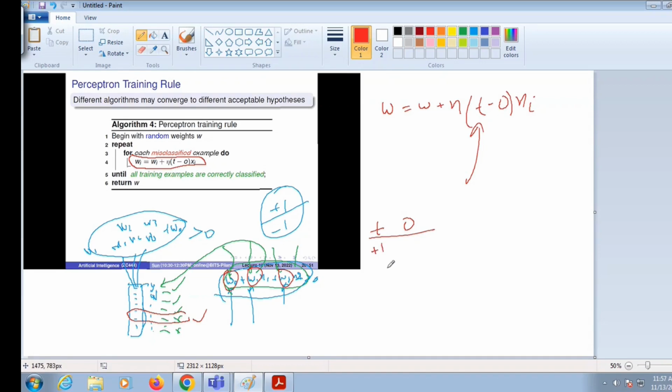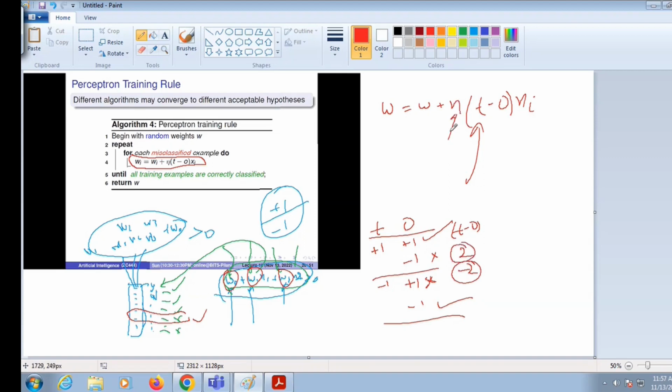Target could be plus 1 and your output could be plus 1 or minus 1. Target could be minus 1 and your output could be plus 1 or minus 1. If the target is plus 1 and output is plus 1, it is correct. Target is minus 1 and output is minus 1, it is correct. But in these two cases, I have a problem. Here, target minus output: target is plus 1, output is minus 1, so the value is 2. In the other case, target was minus 1, output is plus 1, so the value is minus 2.